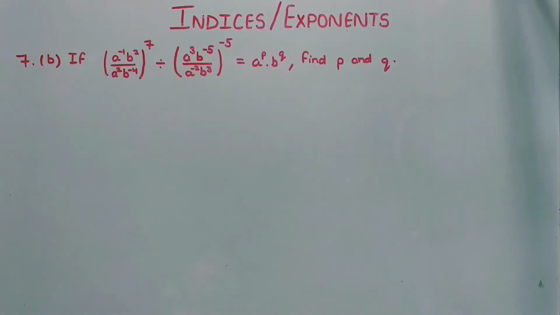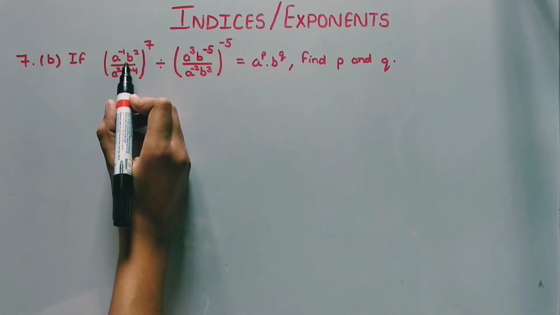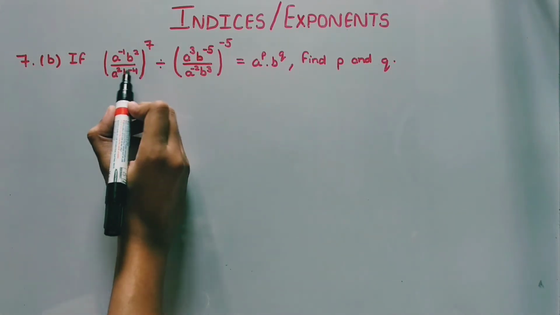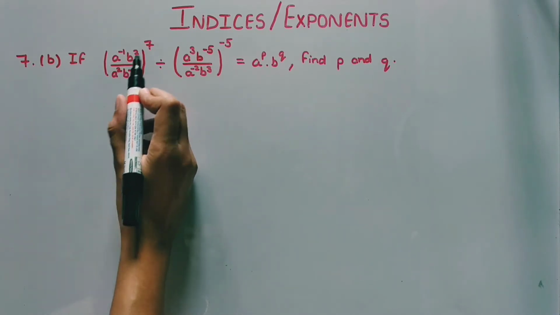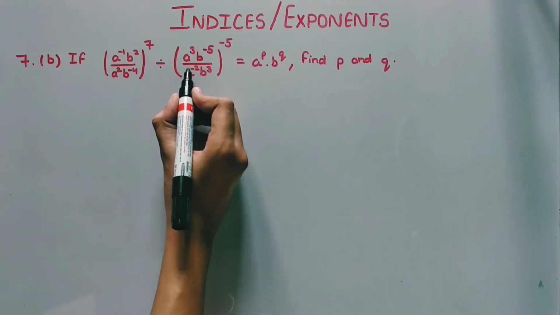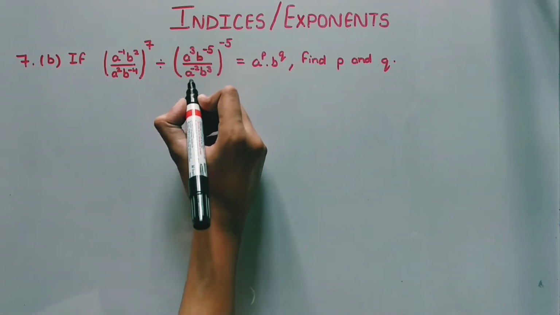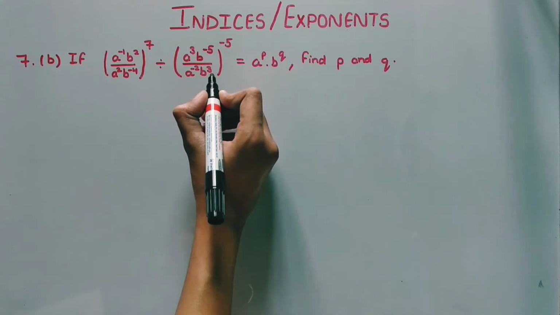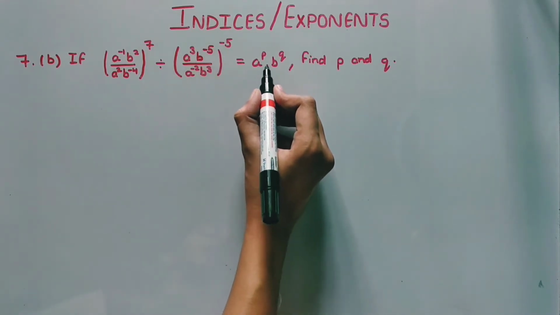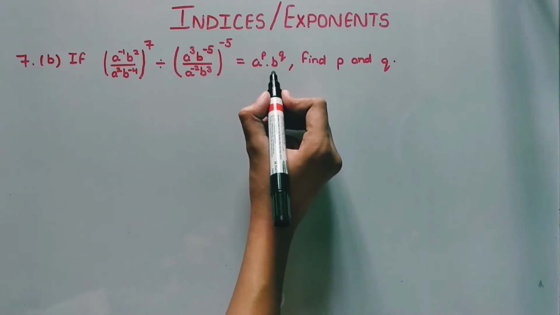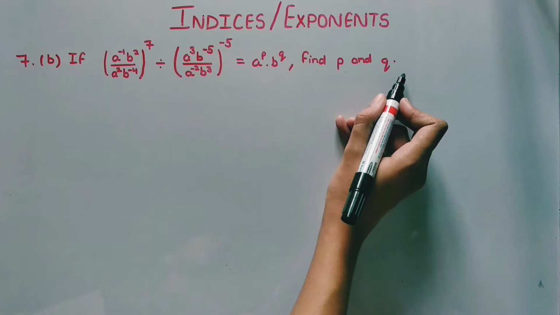We have B part of 7th question. If a raised to power minus 1, b raised to power 2 divided by a raised to power 2, b raised to power minus 4, whole power 7, divided by a raised to power 3, b raised to power minus 5 divided by a raised to power minus 2, b raised to power 3, whole power minus 5, is equal to a raised to power p multiplied by b raised to power q. We have to find the value of p and q.